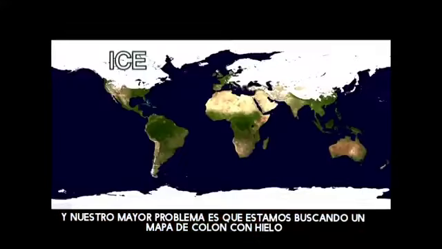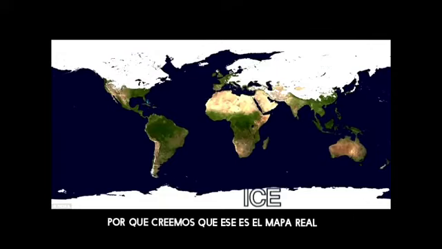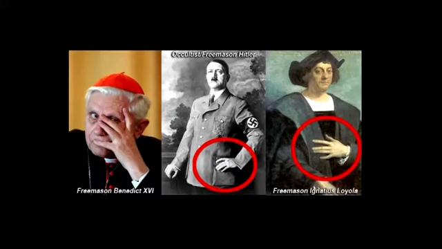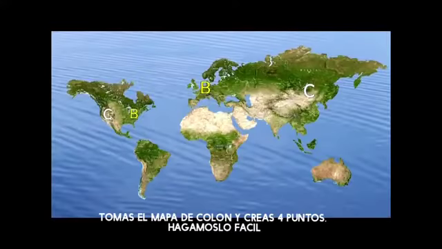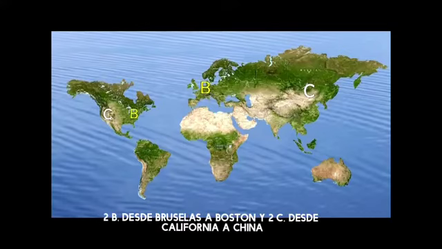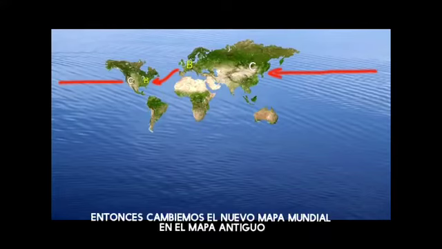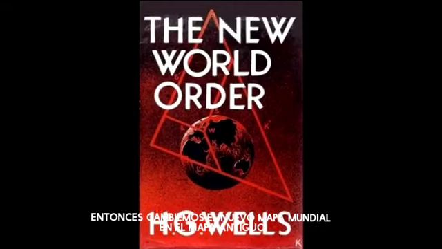And our biggest problem is that we are looking for a Columbus map with eyes, because we think that is the real map. So let's explain the Columbus hoax. You take the Columbus map and you create 4 points. Let's make it easy: 2 B's from Brussels to Boston and 2 C's from California to China. So let's change the New World map into the Old World map.